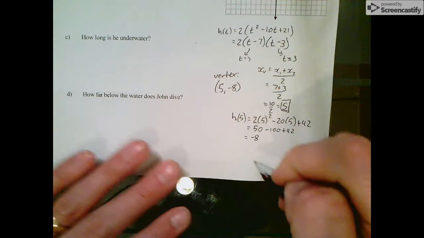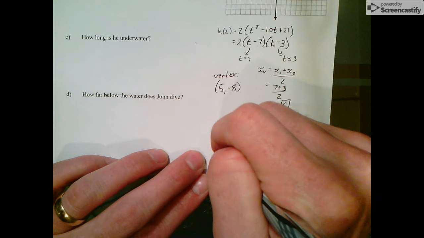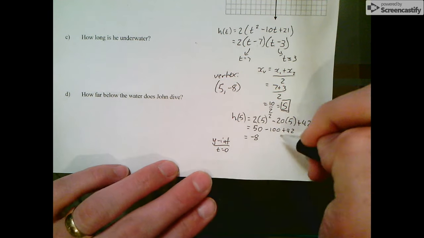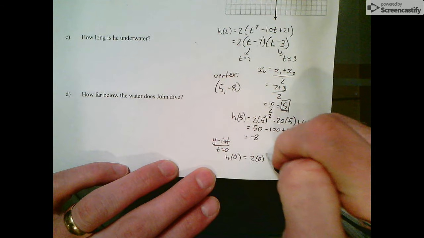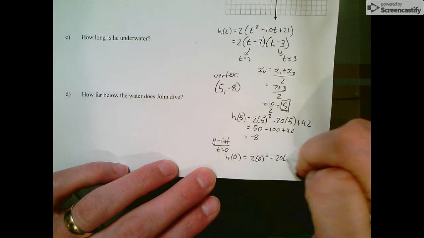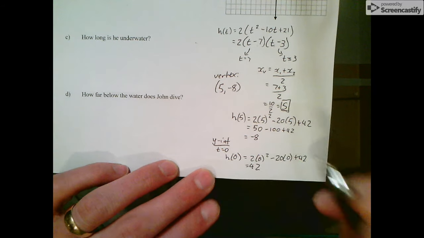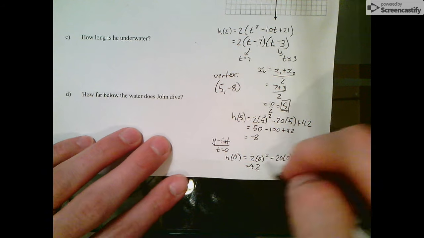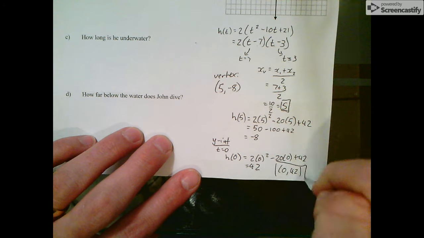I'm also going to find the y-intercept. So I have my x-intercepts, I have the vertex, I want the y-intercept. The y-intercept is when t is equal to 0. So h at 0 equals 2 times 0 squared minus 20 times 0 plus 42, which is 42. We could have just looked at the constant term in the original equation. That would have helped us. So (0, 42) is our y-intercept.